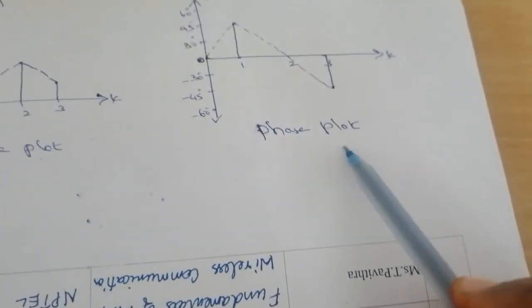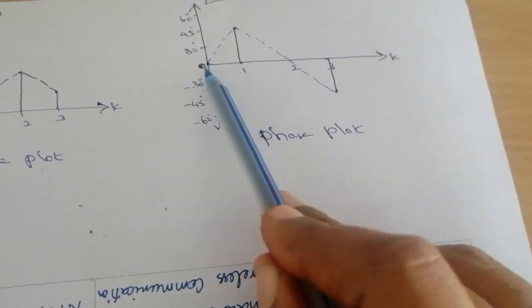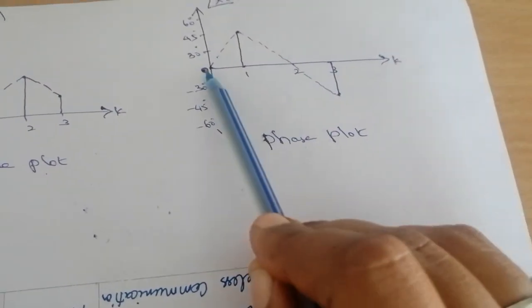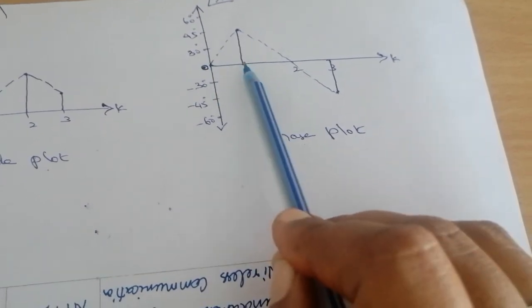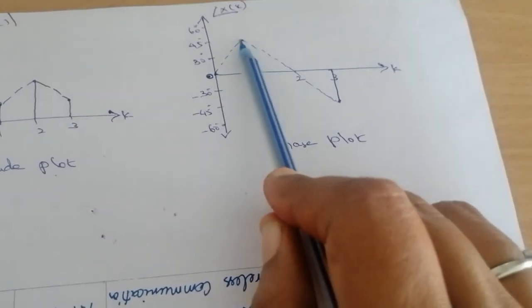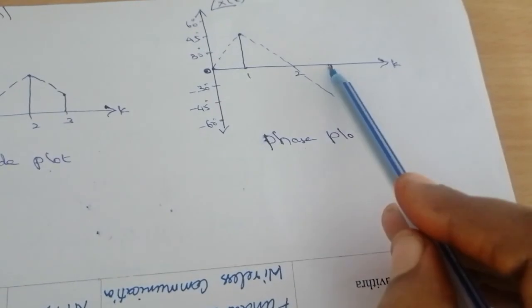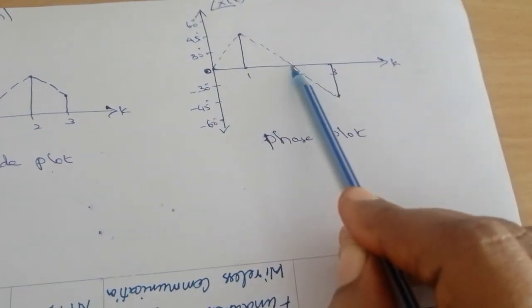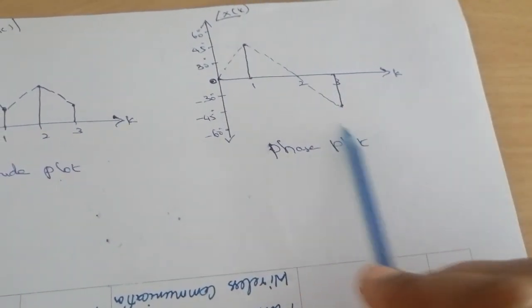Likewise, for the phase plot, we have 4 answers. This is k 0, 1, 2, 3. For 0, the value is 0. X of 1 value is plus 45 degree. Then X of 3 value is minus 45 degree. X of 2 value is 0. So joining all these 4, we'll get the phase plot graph.